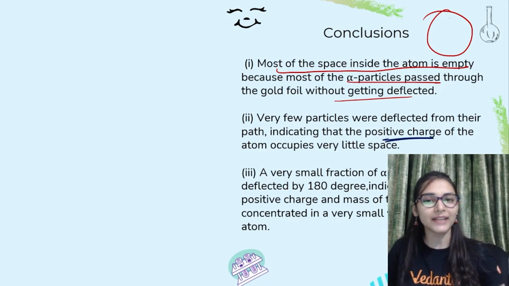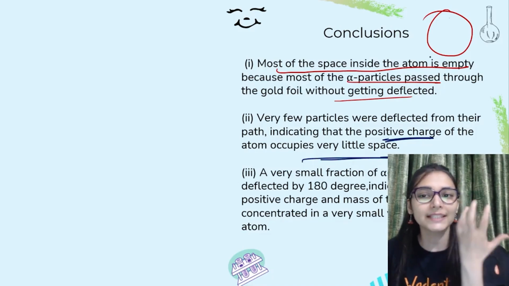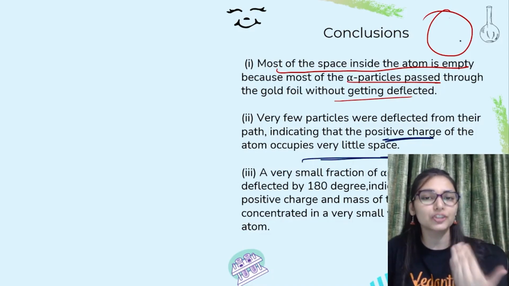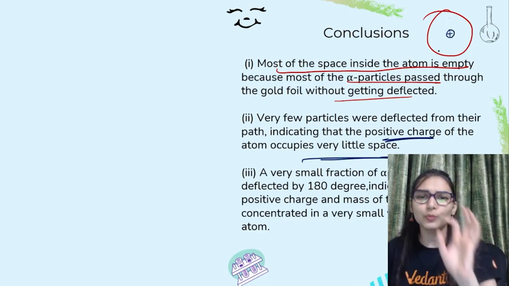But only a few particles were deflected. So that means this positive charge is present in a very small space. It is not present in the whole atom, not positive everywhere. It might be present at the center. It's present in a very small space.